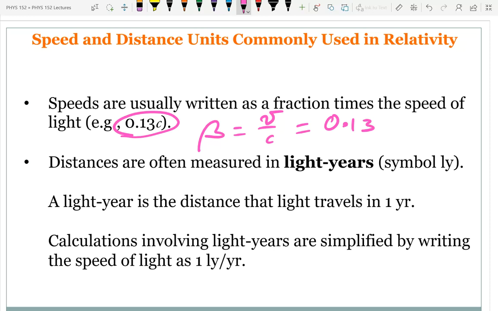So 1 light year is equal to the speed of light multiplied by a year. 1 light year is equal to c times 1 year. Then you see, speed times time is distance. It's a unit of distance. And so we can actually write the speed of light, just divide both sides by 1 year, and the speed of light is 1 light year per year, because that's the definition of light year.